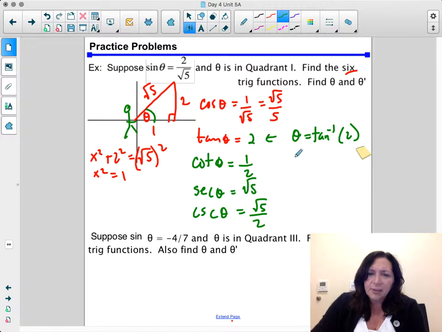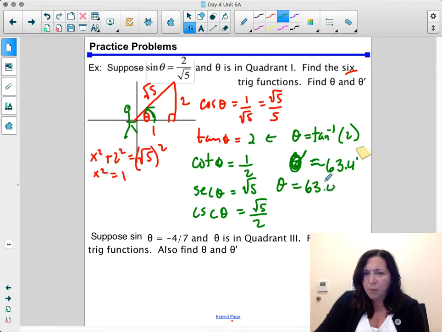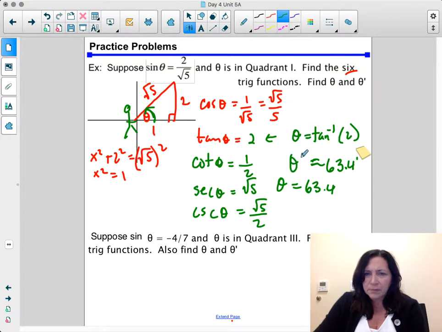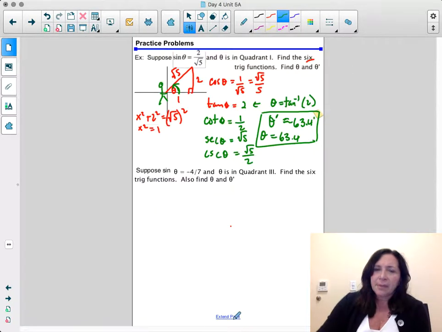So that tells me that this value, theta, is going to equal about, because I rounded, 63.4 degrees. This happens to be my reference angle and my angle. So theta is equal to 63.4, and theta reference is 63.4. Okay, so I've got my angle and I've got my reference angle. And in the first quadrant, those angles are the same.